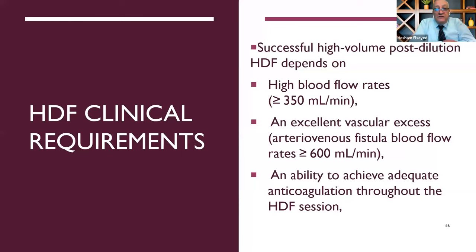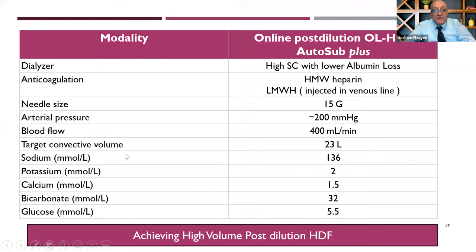Successful high volume hemodiafiltration will depend on high blood flow, excellent vascular access, and the ability to achieve adequate anticoagulation. This is a prescription. You can choose a dialyzer with a high sieving coefficient, with lower serum albumin loss. You can use unfractionated heparin as a syringe pump. But if you are using low molecular weight heparin, be sure that it is injected in the venous line because it is low molecular weight, around 4,000 to 5,000. With the first pass into the hemodiafiltration dialyzer, 30% will be lost at the beginning.